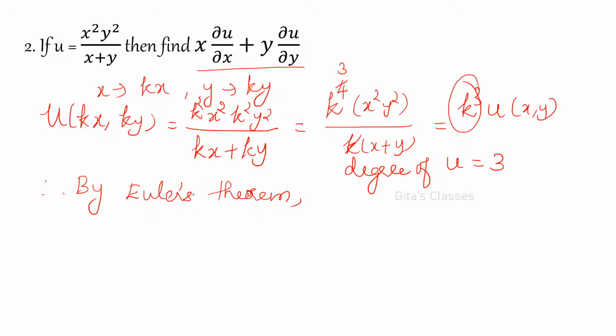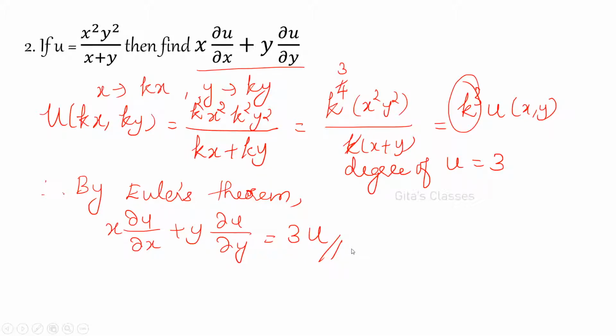Okay. So by Euler's theorem, x into dou u by dou x plus y into dou u by dou y is equal to, the degree is 3, therefore 3u. Now 3u is the answer. That's all. This is over, right? So the only thing is you have to find out what is the degree of the homogeneous function. If you find out, the answer is very simple. You have to just write 3u, right?